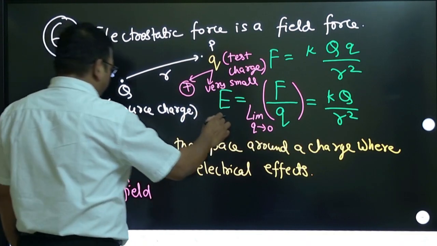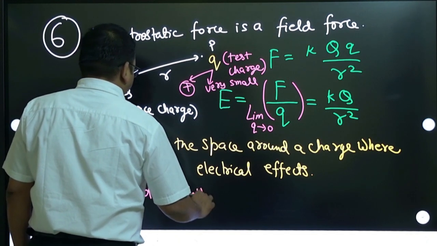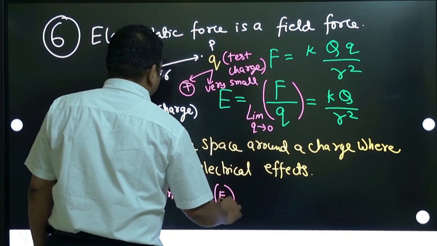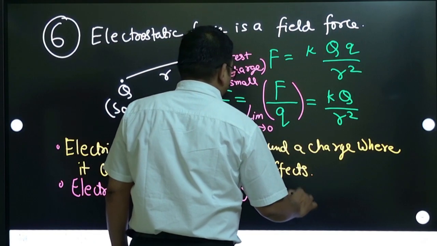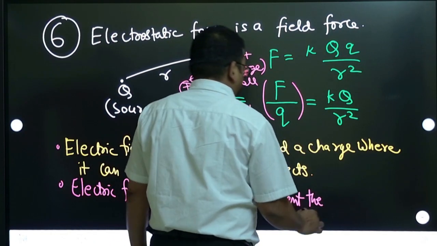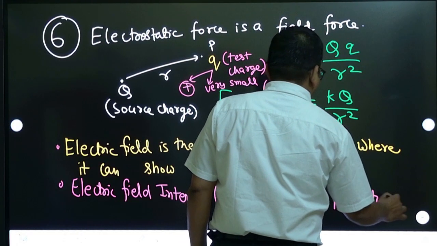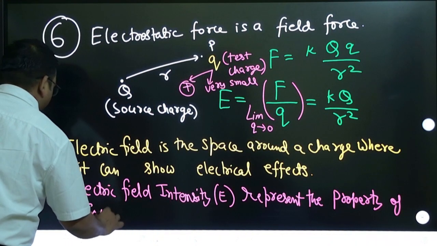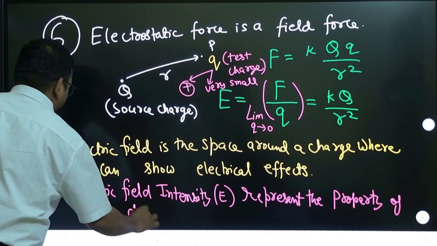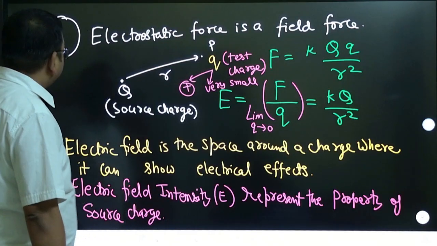Sometimes this E is called electric field intensity. Electric field intensity, E, represents the property of source charge. Okay, this is what it is. So it will represent that.